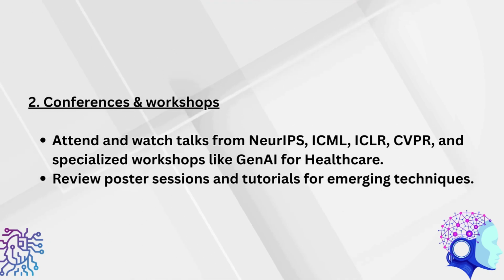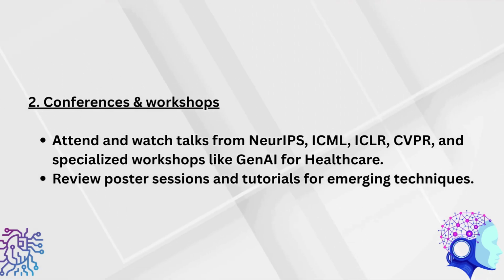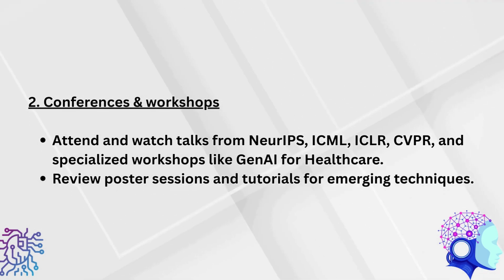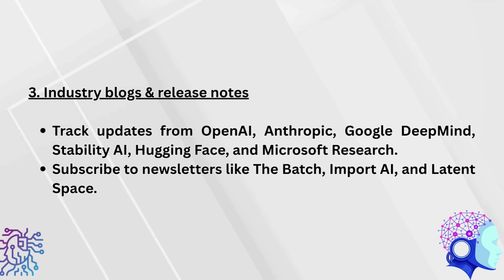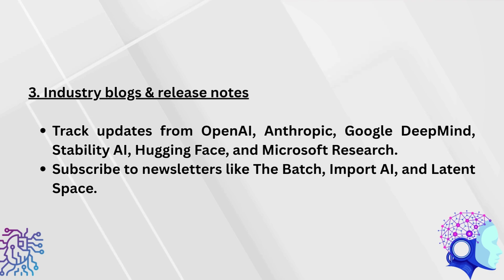2. Conferences and workshops: attend and watch talks from NeurIPS, ICML, ICLR, CVPR, and specialized workshops like Gen AI for healthcare. Review poster sessions and tutorials for emerging techniques. 3. Industry blogs and release notes: track updates from OpenAI, Anthropic, Google DeepMind, Stability AI, Hugging Face, and Microsoft Research. Subscribe to newsletters like The Batch, Import AI, and Latent Space.